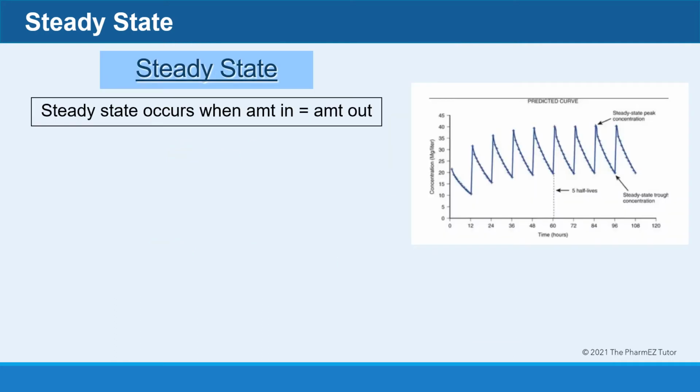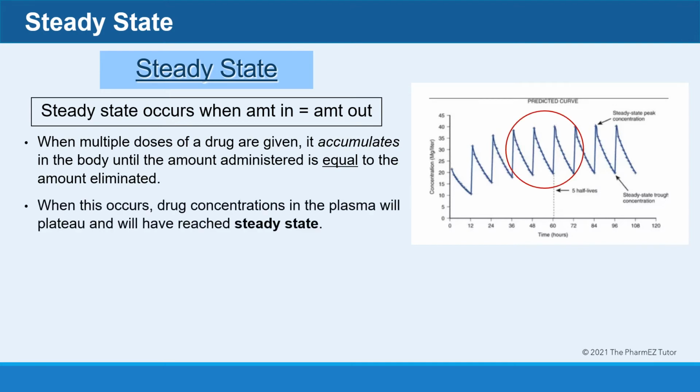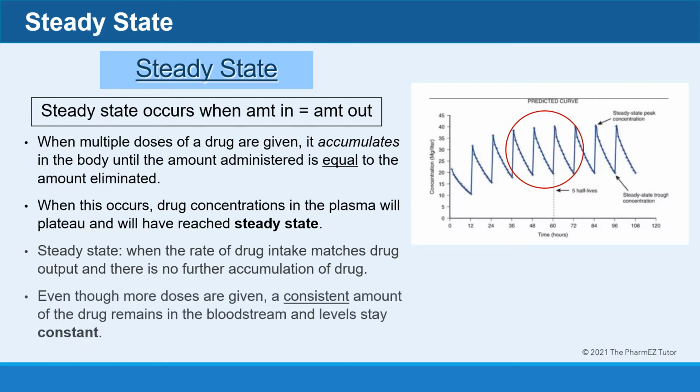Steady state occurs when the amount in equals the amount out. When multiple doses of a drug are given, it accumulates in the body until the amount administered is equal to the amount eliminated. When this occurs, drug concentrations in the plasma will plateau and will have reached steady state. Steady state is when the rate of drug intake matches drug output, and there is no further accumulation of drug. Even though more doses are given, a consistent amount of drug remains in the bloodstream and levels stay constant.